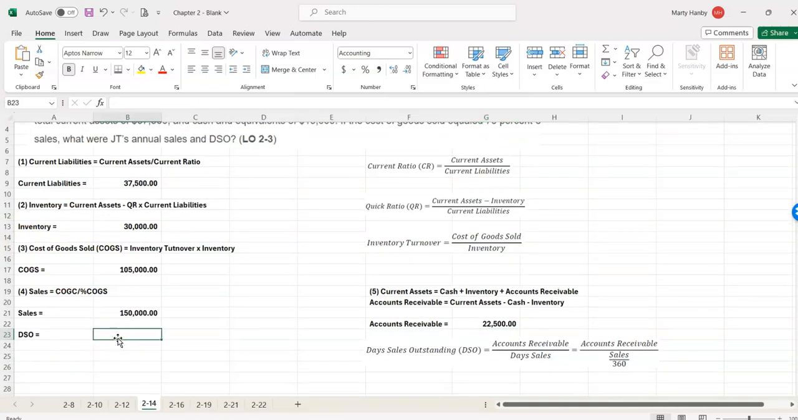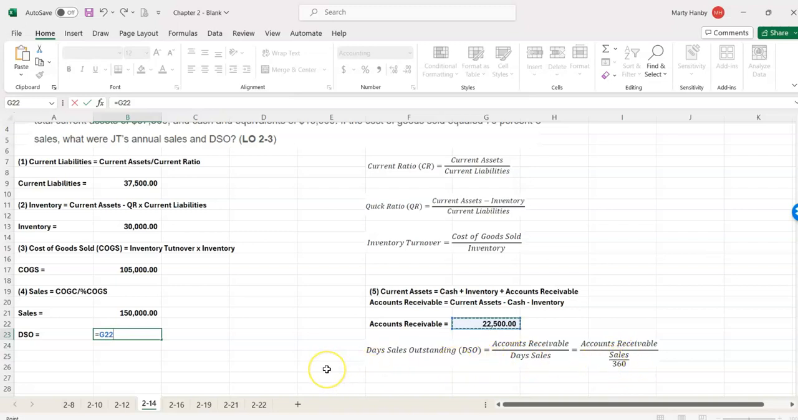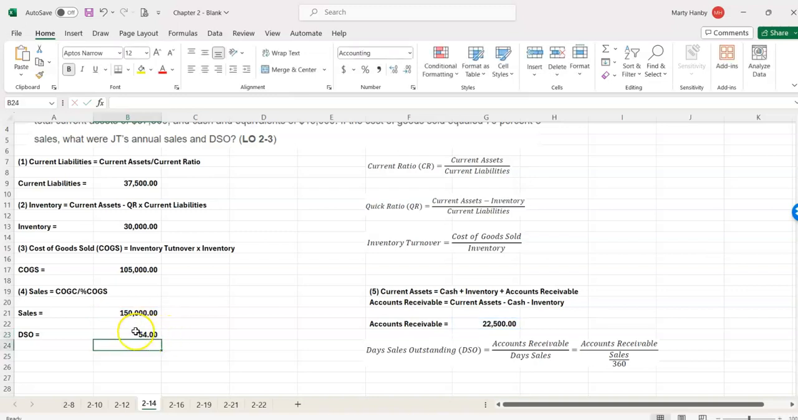So now I can do my calculation. There's one critical part of this formula. When we do it, the denominator has to be days sales. This sales divided by 360 has to be in parentheses. So divided by sales, 150,000, divided by 360, and 54 days is the correct answer. So 150,000 in sales, and 54 is the days sales outstanding, 54 days.